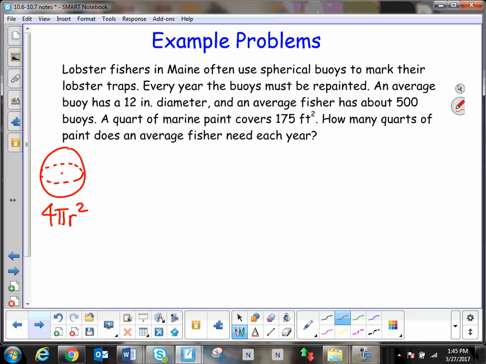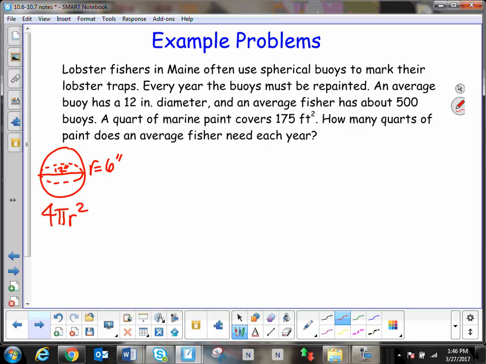It says that the diameter is 12 inches. So from here to here is 12 inches. What's the radius? 6 inches. What do we need to do here? Convert. Why do we have to convert? Yes, the paint is in square feet, so you should change it from the very beginning.